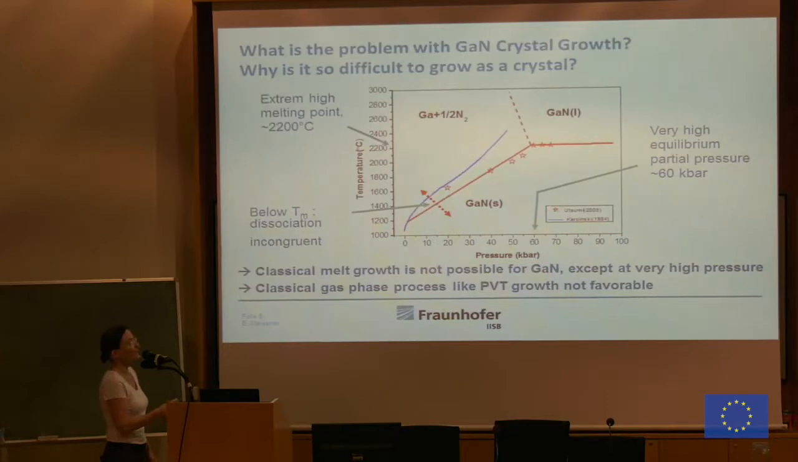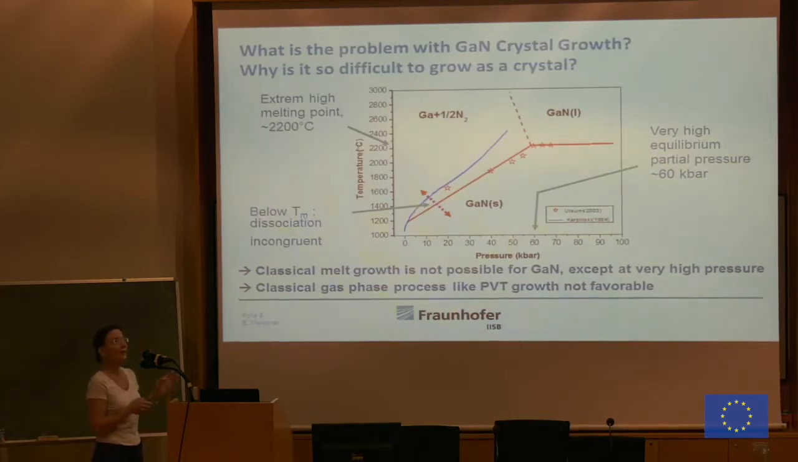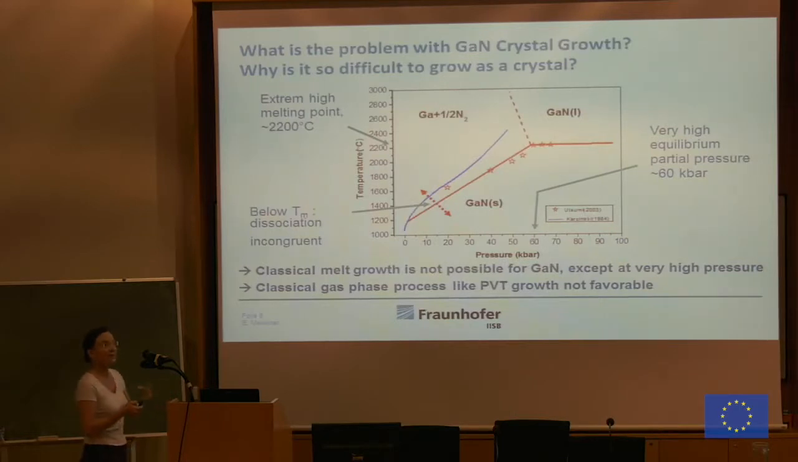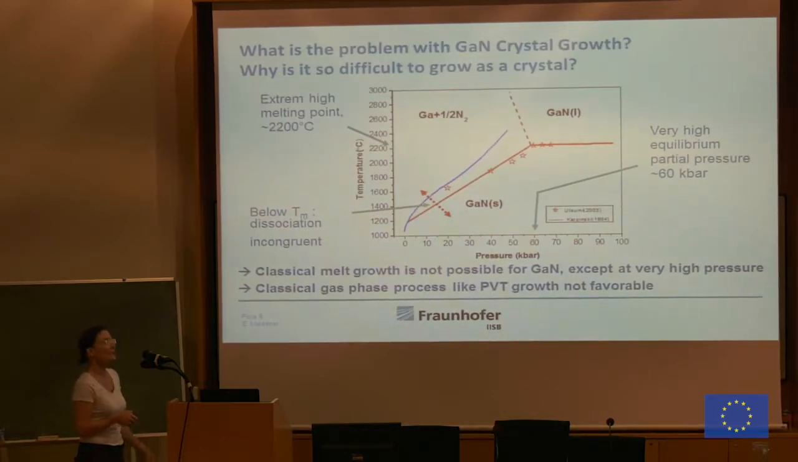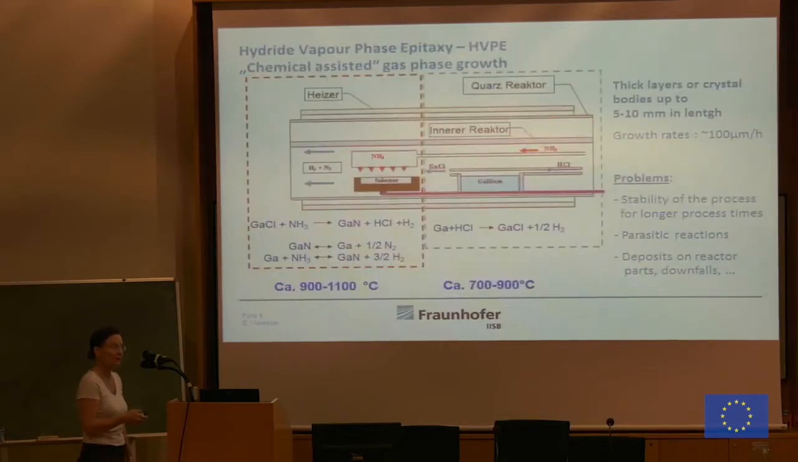So you have something like 60 kilobar as an equilibrium partial pressure at very high temperatures. So you have something above 2000, which is something one could attain, but a temperature above 2000 at 60 kilobar is technically not very nice. So this would be the technique of melt growth, which is not the way to go, because you will never manage to grow larger crystals under such harsh or technically difficult conditions. So for the gallium nitride, except at very high pressures, the classical melt growth is not possible, nor is the PVT growth favorable, because you have this dissociation problem and the problem with the non-reacting nitrogen.